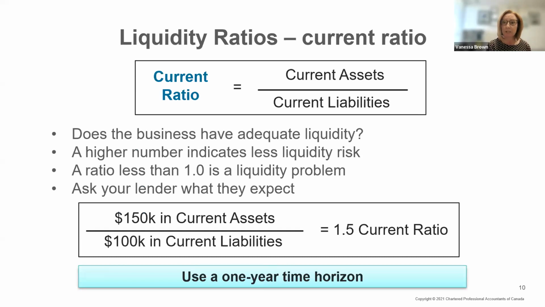The first one is the current ratio. We have current assets divided by current liabilities. So does the business have adequate liquidity? This is the question we're asking. And so, I'll use the example here: we've got 150,000 of current assets, and we've got 100,000 of current liabilities. That means we have $50,000 more in assets than our current obligations to pay off liabilities. And that's a 1.5 current ratio. We always want that ratio to be 1 or more.